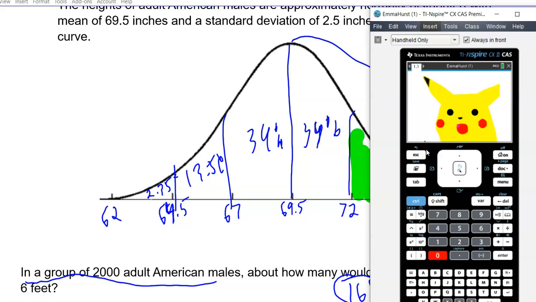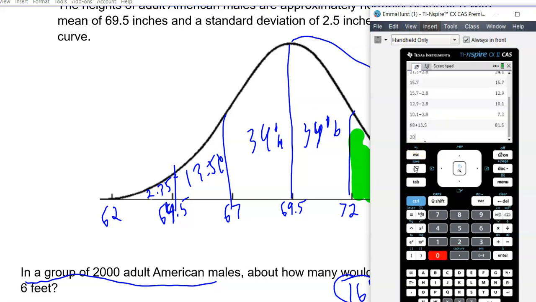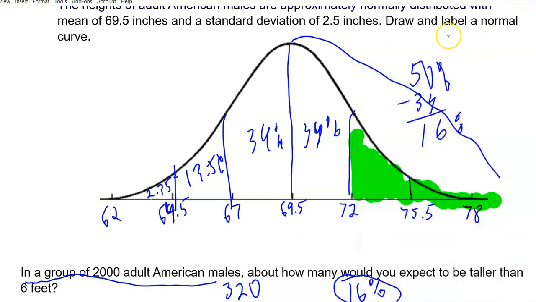So I might type in 2,000. I just multiply by 0.16, at 16%. And that should give us an answer of 320. So 320, I would expect, out of 2,000 adult males, 320 would be taller than 6 feet. In fact, I'm in that category. I'm 6 foot and 1/2 inch. So I'm barely in that category, just in there. So only 320 out of 2,000 are taller than 6 feet.